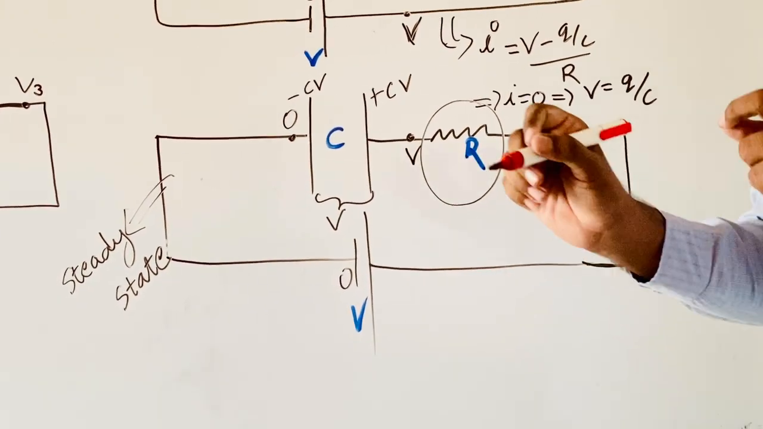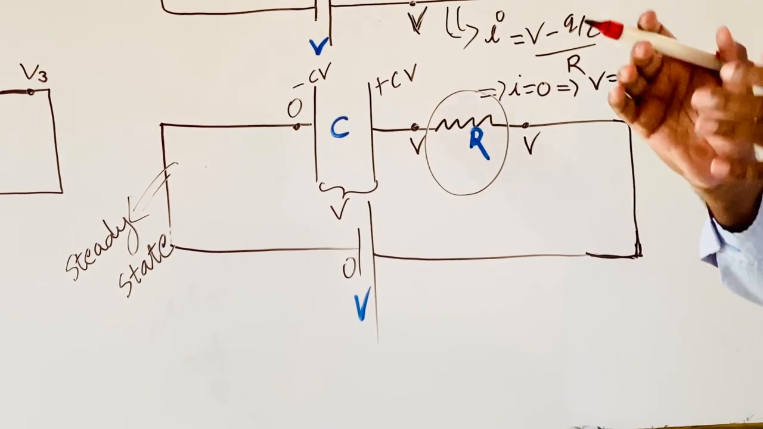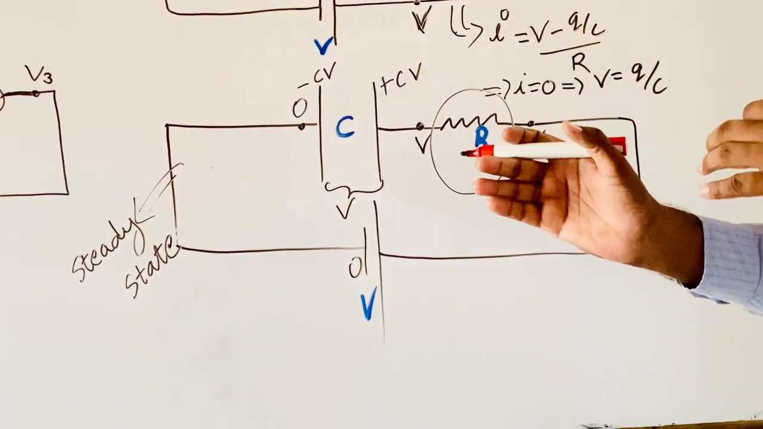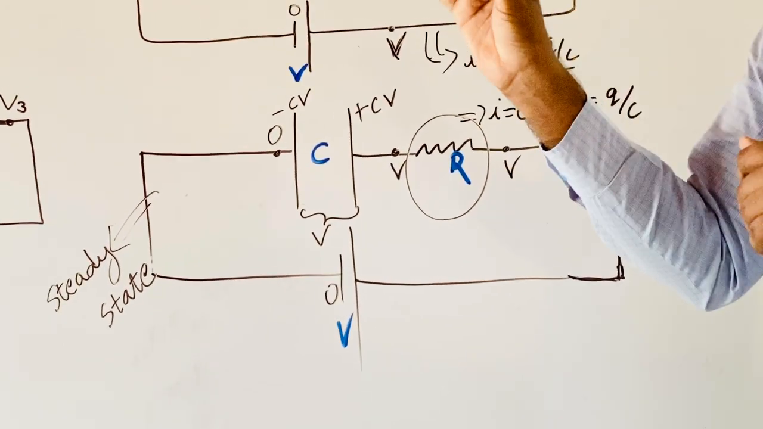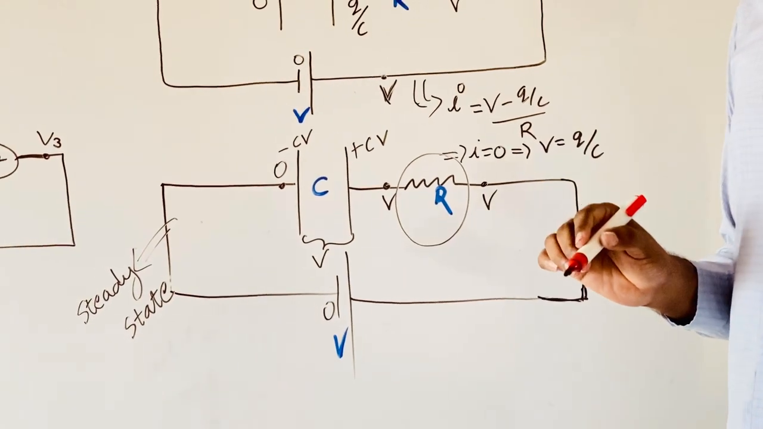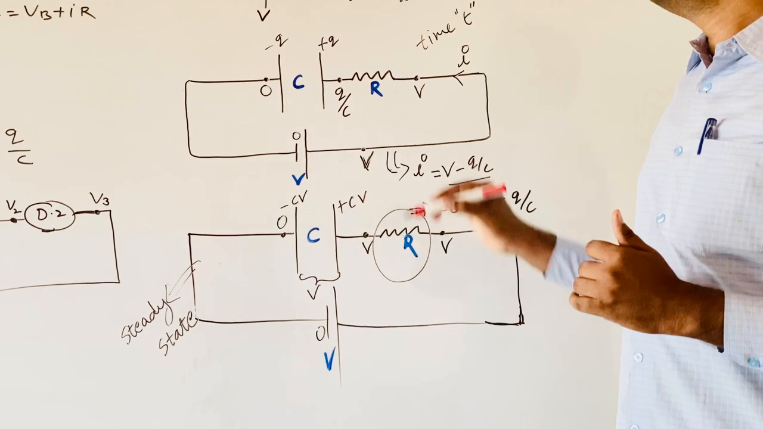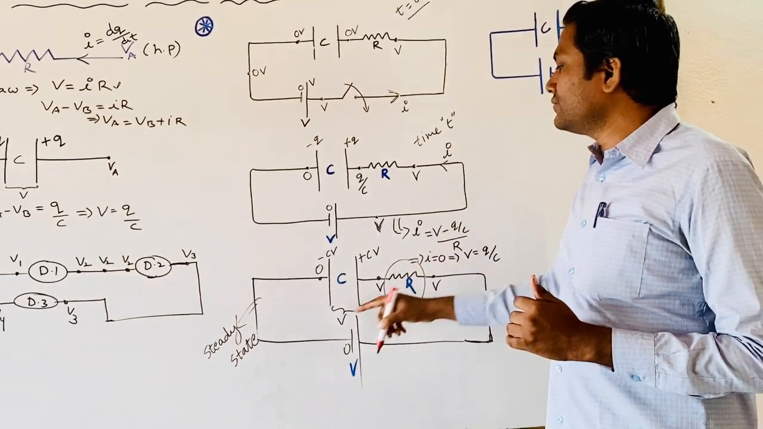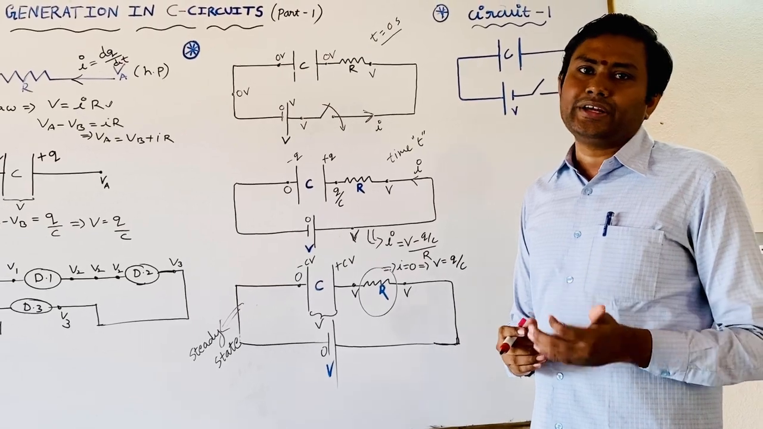But while drawing the circuit diagrams further, we can always assume the circuit reaches steady state, and the resistance we are unable to show explicitly, but still there we have resistance. That resistance will do what job? The resistance will do its job from t equal to 0 to this steady state. It will generate some amount of heat energy.